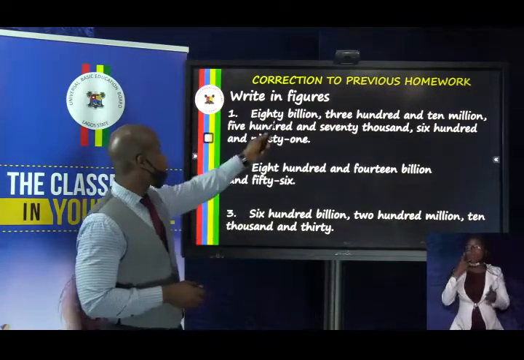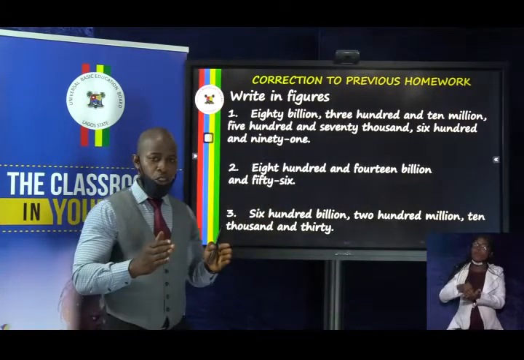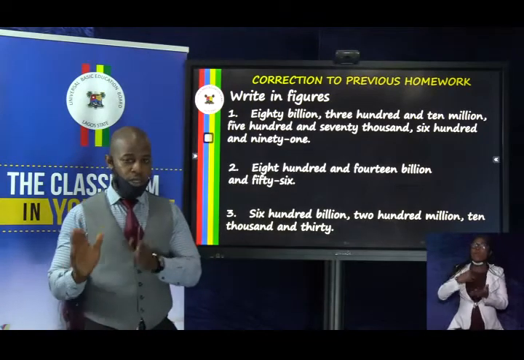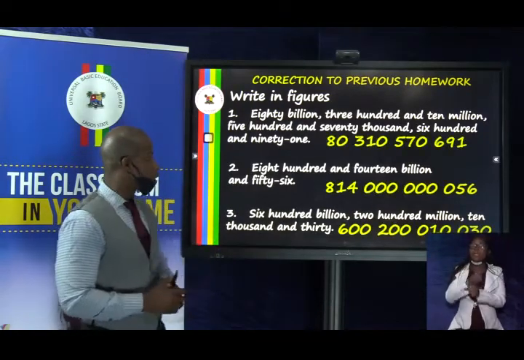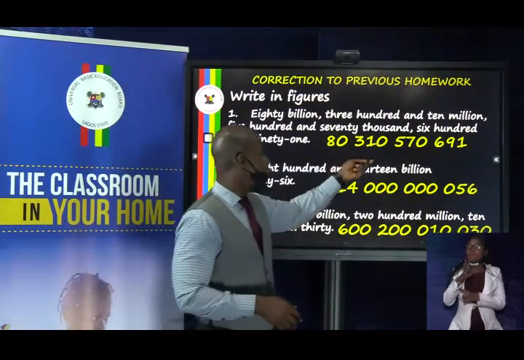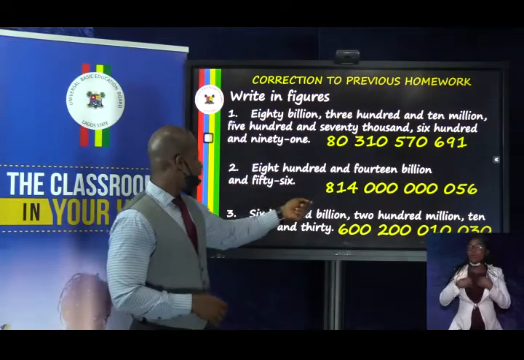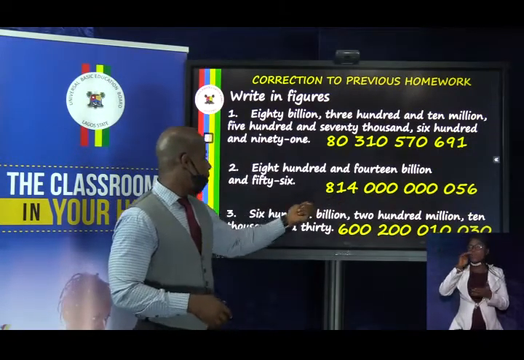Okay, so here the highest place value is billion, here is also billion, here is also billion. So you build houses for billion, million, thousand, and then ones. And so you should get these as your final answer. You have 80 billion, 310 million, 570,691. Then you have 814 billion.